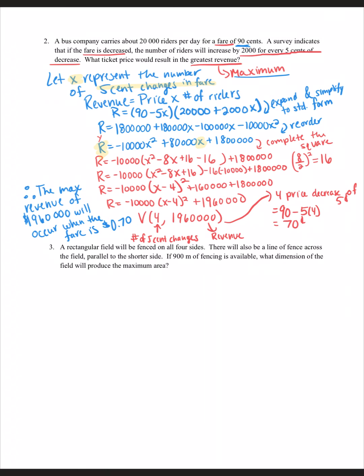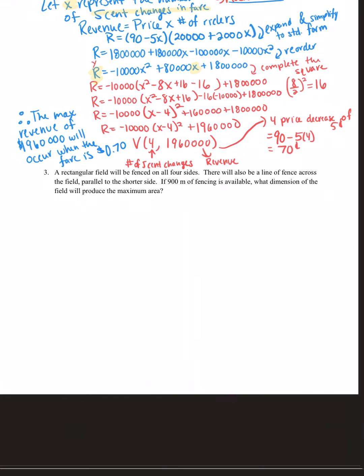Okay, one more word problem for today. So it says a rectangular field will be fenced on all 4 sides. There will also be a line of fence across the field parallel to the shorter side. A lot of information. We're going to draw a picture in a minute. If 900 meters of fencing is available, so that gives us a number to work with.